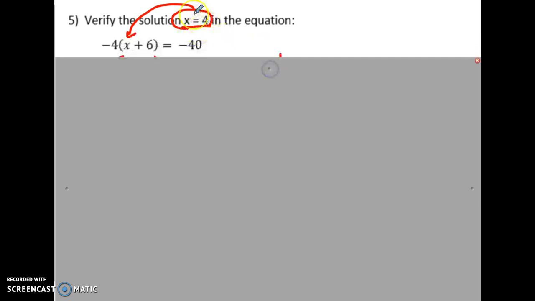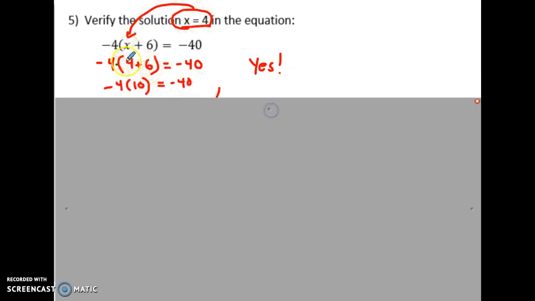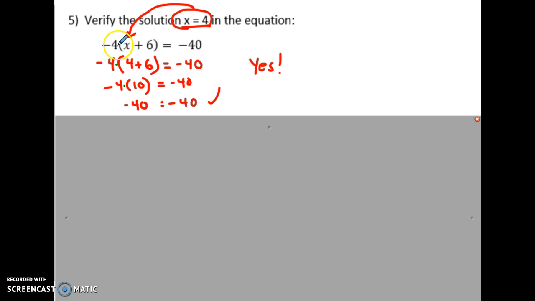Last question, number 5. They want us to check the solution, x equals 4, or verify. So -4 is outside the parentheses. Inside the parentheses, we've replaced x with 4. So when you start your order of operations, 4 plus 6 is 10. -4 times 10, remember that -4 is attached to the parentheses by multiplying. So eventually with this problem, we get to multiply, and you see that it's balanced. So yes, the correct solution does equal 4.